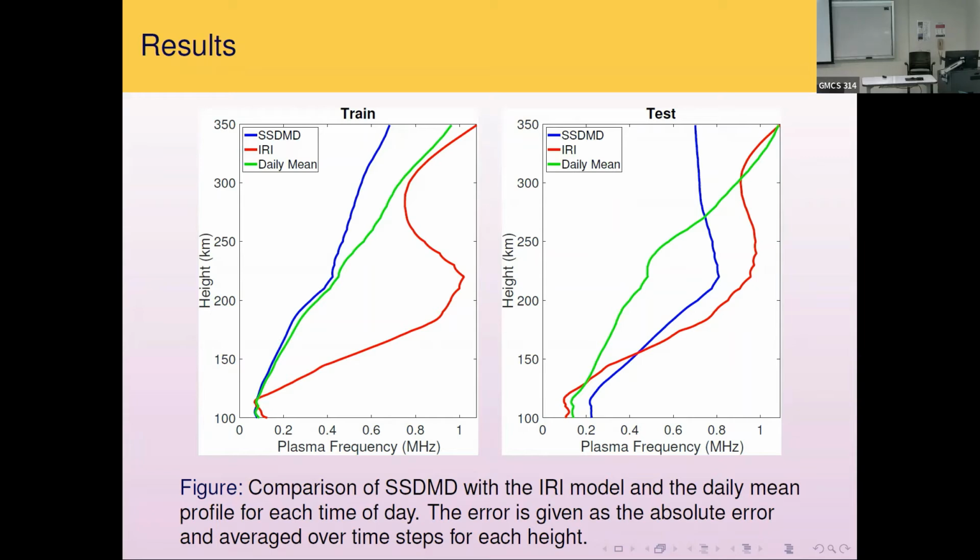And then radio people like this. The error is on the horizontal axis here, measured as plasma frequency. I don't know why.